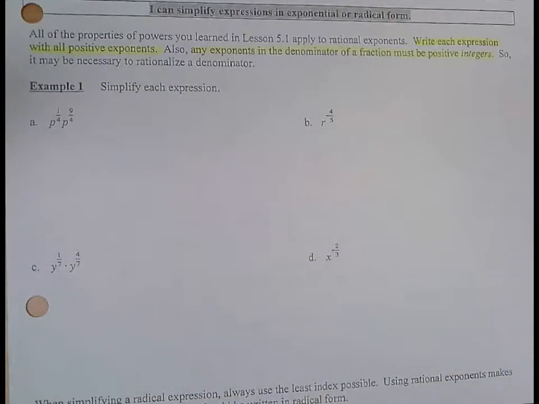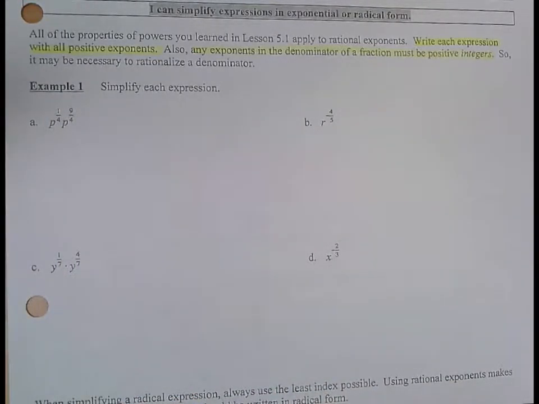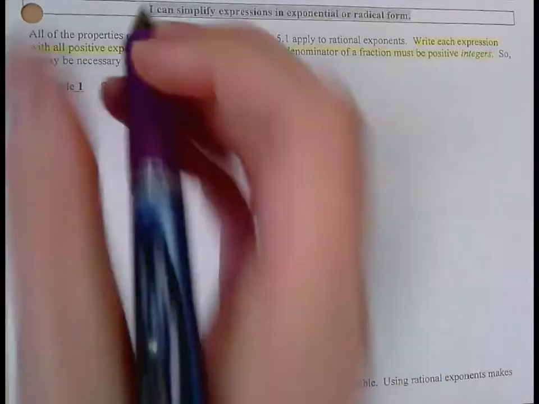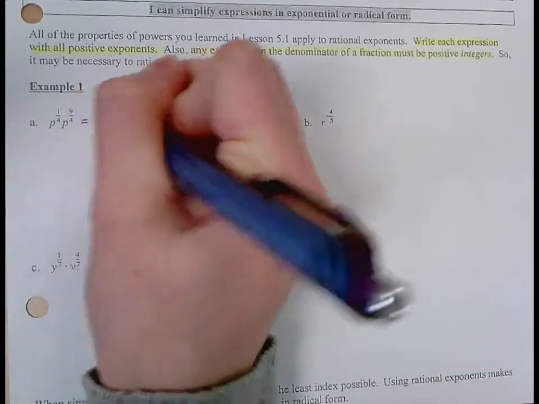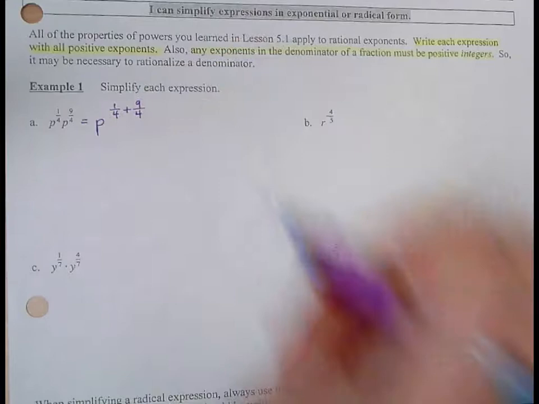So if we look at example 1, it says simplify each expression. And so this is reviewing, like I said, properties of exponents. It's also reviewing how you work with fractions. So for A, if we have p to the 1/4 times p to the 9/4, when we multiply those two terms together, what can we do with their exponents? We can add the exponents. So this would be p to the power of 1/4 plus 9/4.